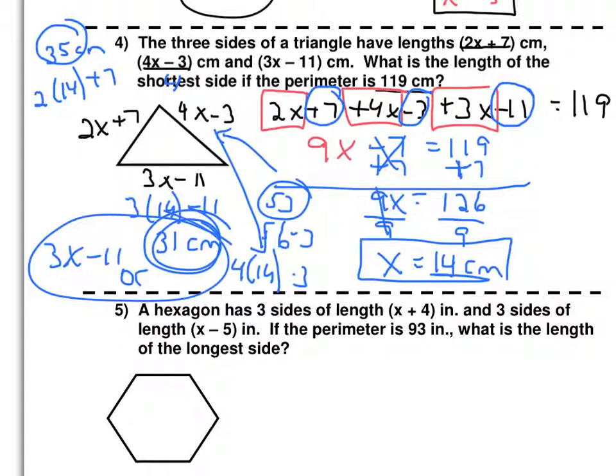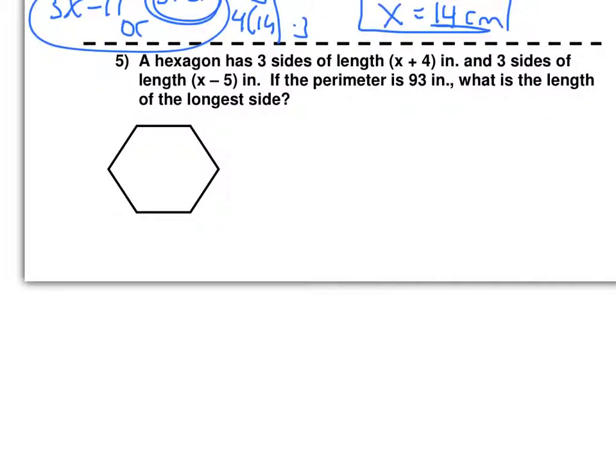All right, let's do the last one. And if you know how to do it, you can just stop this and check and see if you get it right. Okay, so read the problem very carefully. So the first thing you do is you have 3 sides of x plus 4 and 3 sides of x minus 5. And then we just set up an equation.